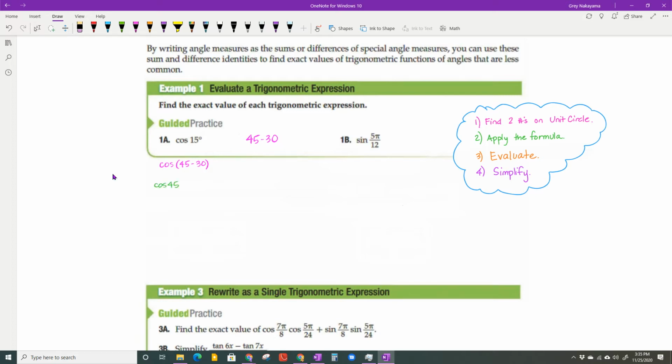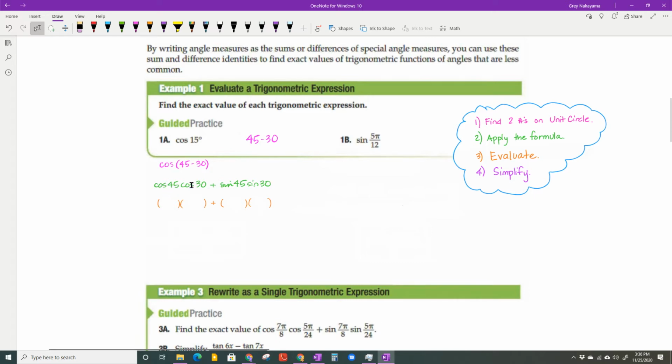Cosine of 45, cosine of the first angle, cosine of the second angle. When the trig function's the same, I change the sign, so that's going to be plus. And then the sine of the first angle and the sine of the second angle. Okay? So the next thing you're going to do is evaluate each of those. So I always put parentheses in this step, and it's coming straight down.